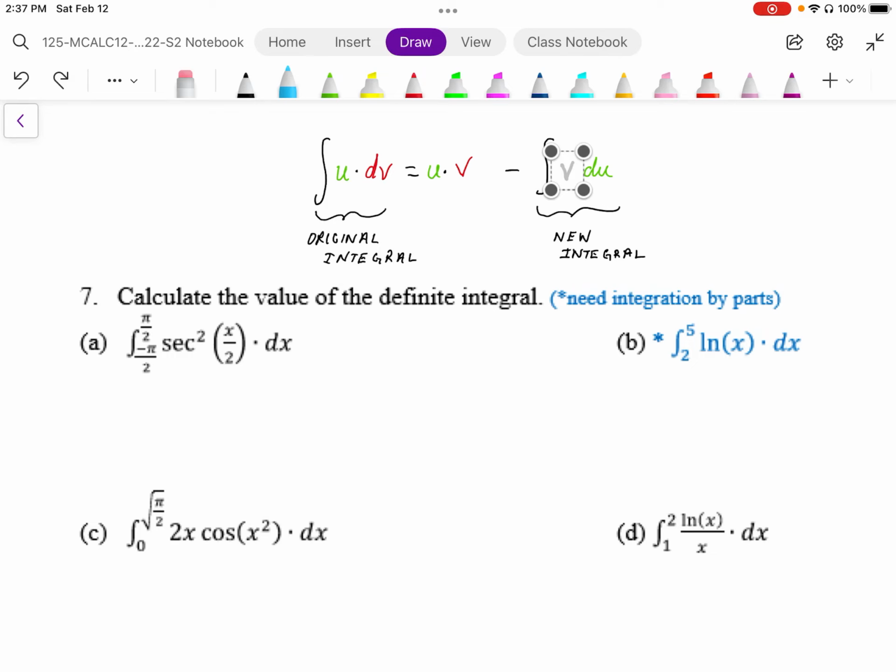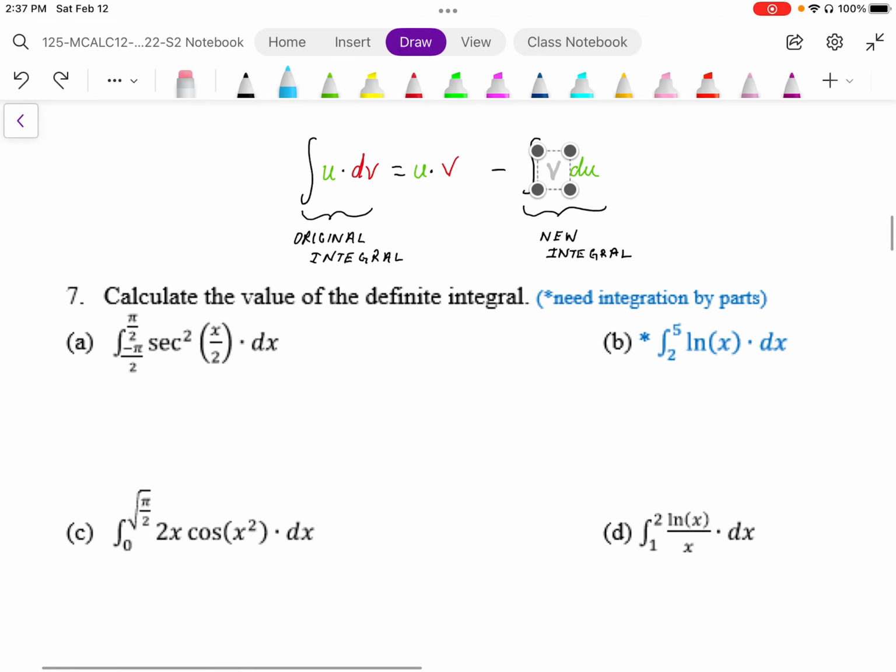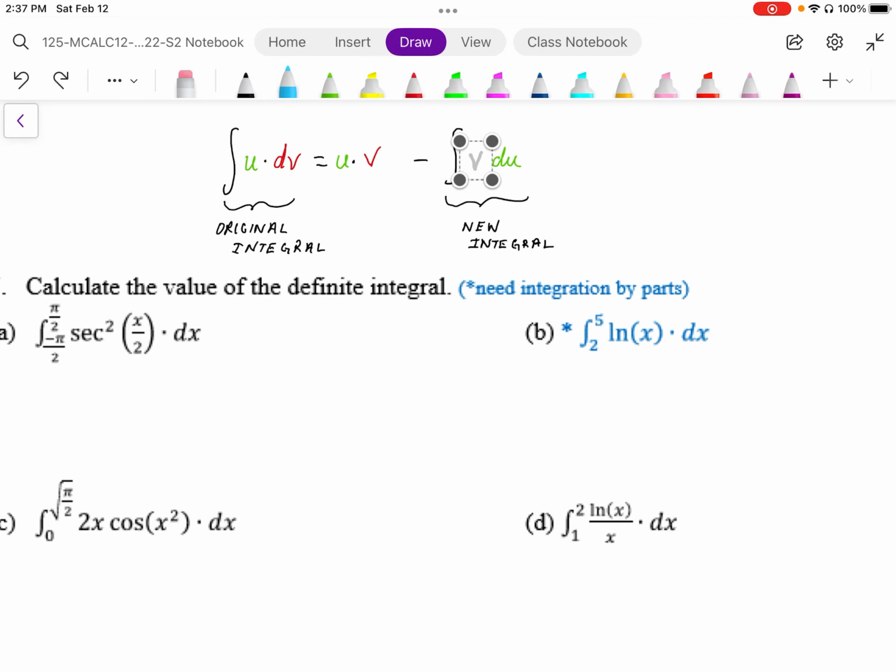So that new integral on the right-hand side, we want that to be an easier integral, or one that we can actually anti-differentiate. So the key to this is we need to select different parts. So we need to select a u part. Okay, we need to select a dv part. And then we need to generate the du and the v parts. So we're going to generate a du by differentiating, and we're going to generate the v part from the dv part by integration.